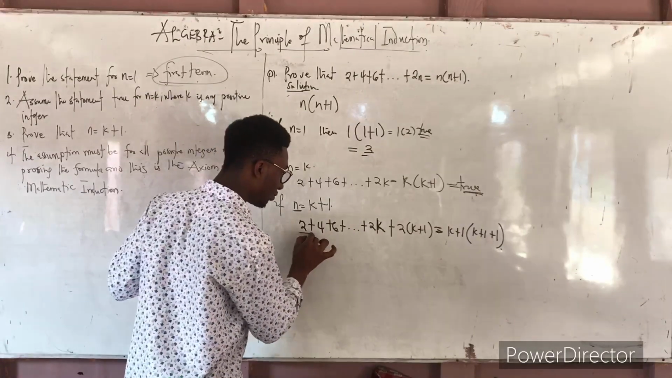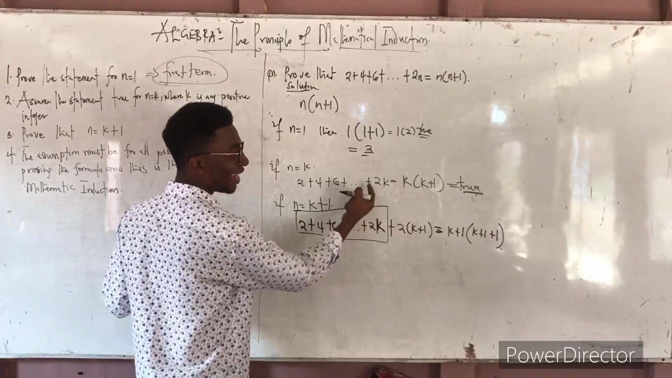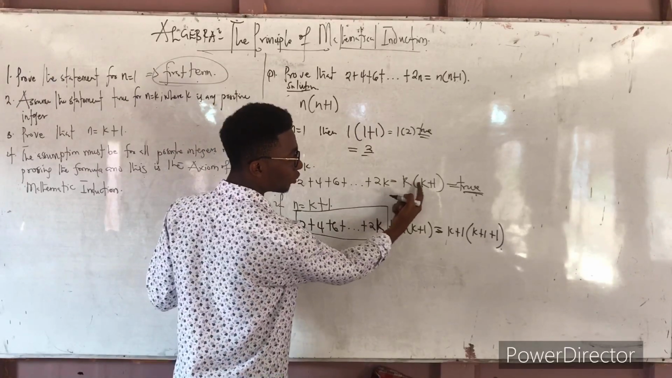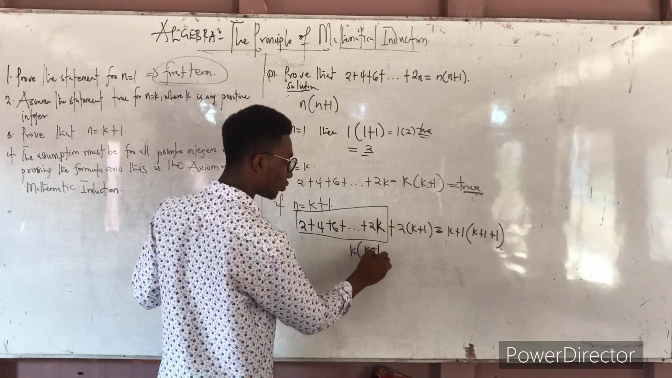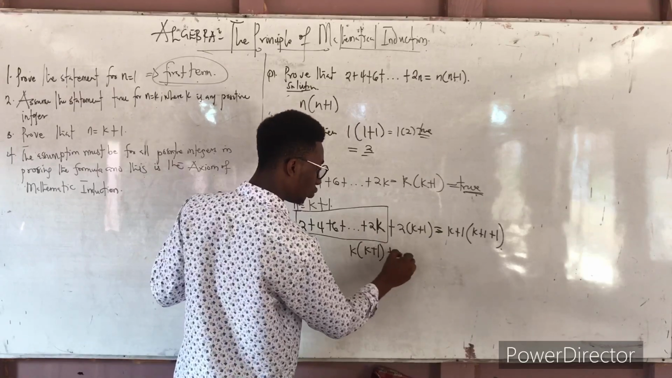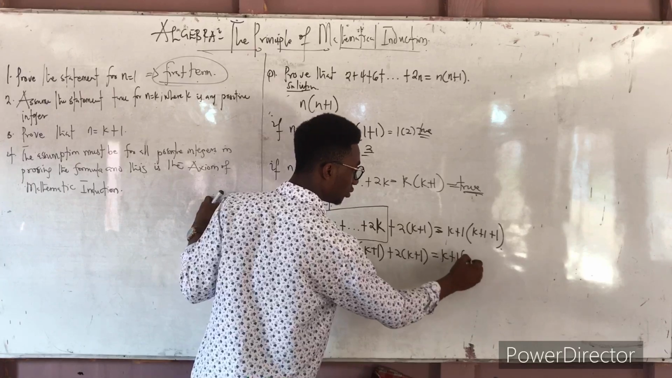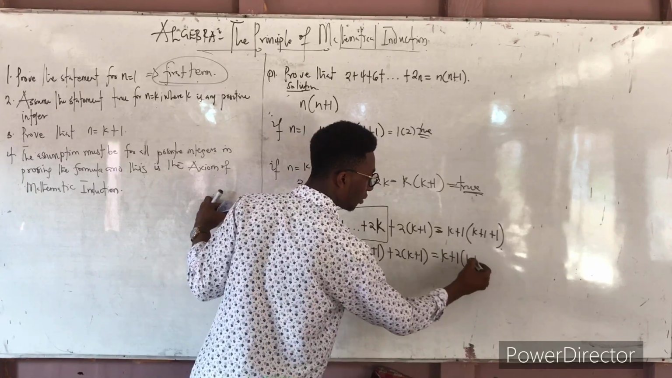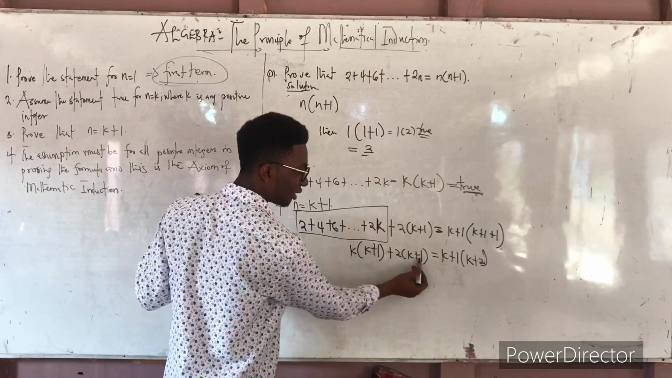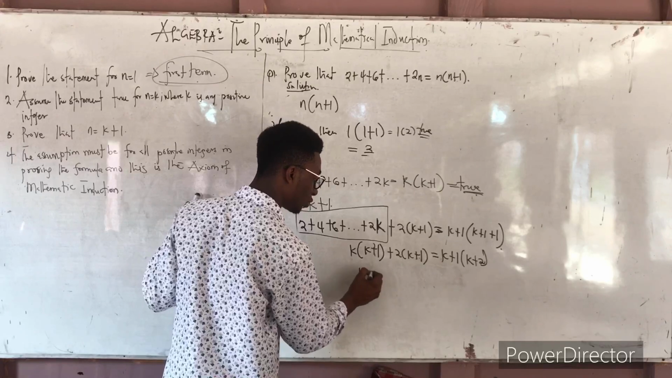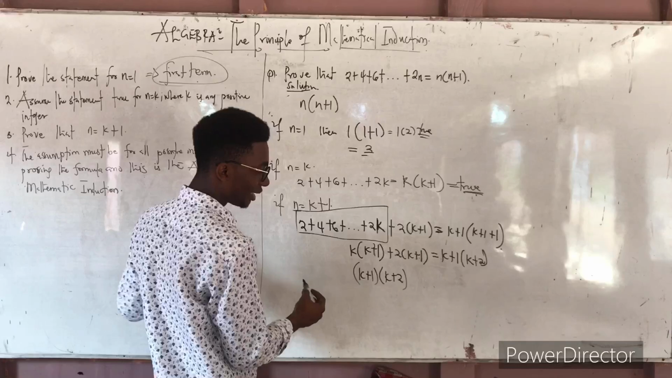The whole of this, from here to here, is what was given in the inductive hypothesis. And that was equal to k into bracket k plus 1. So we can simply go k into bracket k plus 1 plus 2 into bracket k plus 1, which is equal to k plus 1 into bracket k, and this one is 1 plus 1, that will be plus 2. Realize that here, factorization, the things in the bracket are the same. So we get k plus 1, and these ones are out, which is k plus 2.